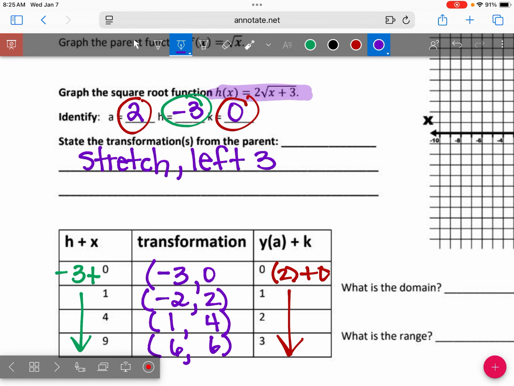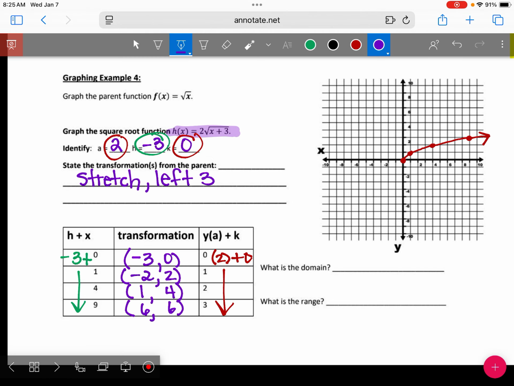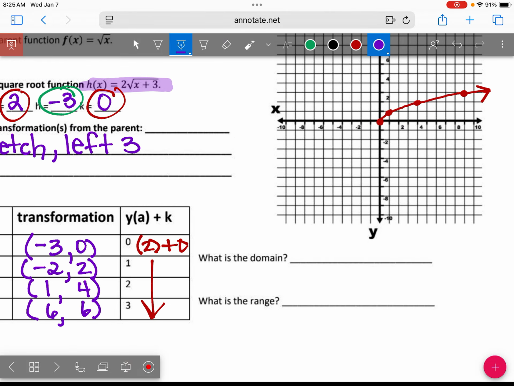All right, go ahead and plot these 4 points. So we got a point at negative 3, 0, a point at negative 2, up 2, a point at 1, up 4, and a point at 6, up 6.